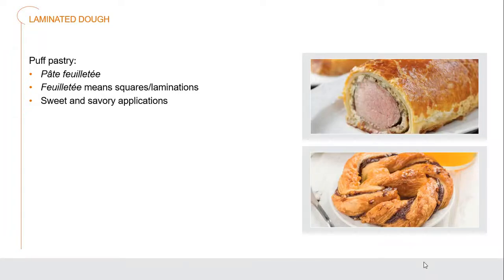Okay, so let's look at some uses for this puff pastry. So that puff pastry is called pâte feuilletée. So feuilletée means squares or laminations or layers or leaves. And so this can be used for both sweet and savory applications. So as you can see over here, this is a beef Wellington. You have the actual fillet of beef, the entire tenderloin of beef, in fact, that's in here. And then around the outside you have a mixture of onions and mushrooms, which actually are part of a duxelles. And then we have the puff pastry around the outside.